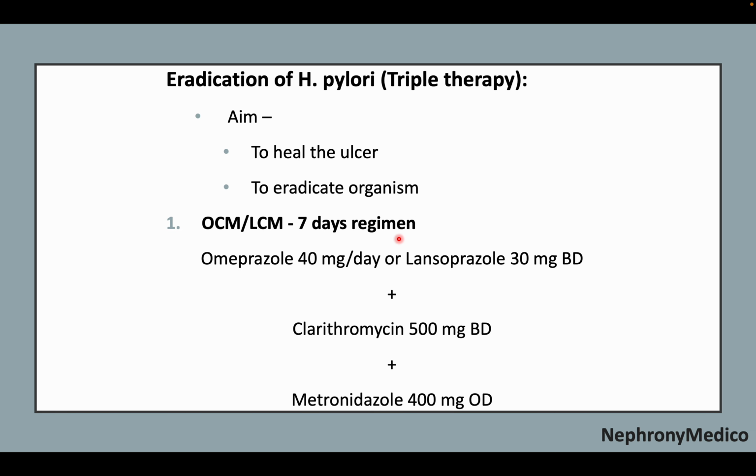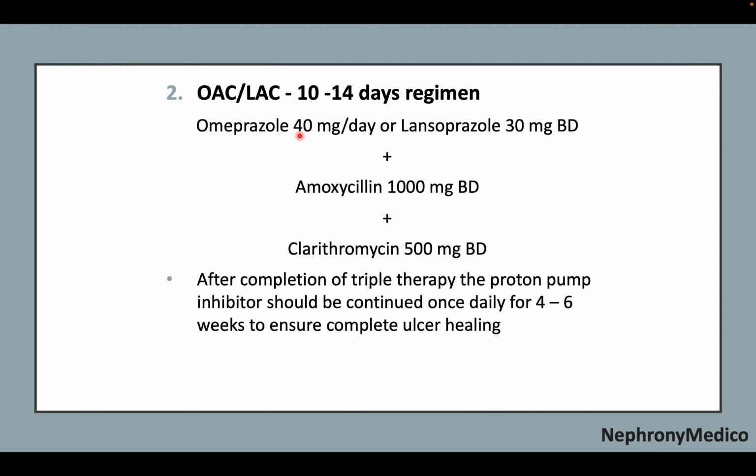Now, the 7 days regimen includes omeprazole 40 mg per day or lansoprazole 30 mg, clarithromycin 500 mg, and metronidazole 400 mg. The 14 days regimen includes omeprazole 40 mg per day or lansoprazole 30 mg, amoxicillin 1000 mg, and clarithromycin 500 mg. After completion of the triple therapy, the proton pump inhibitor should be continued once daily for 4 to 6 weeks to ensure complete ulcer healing.